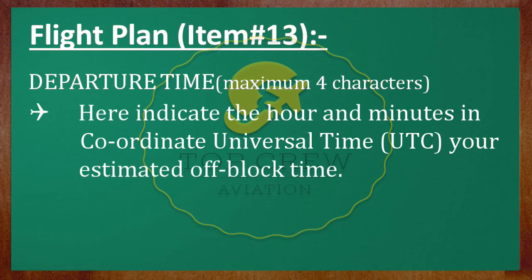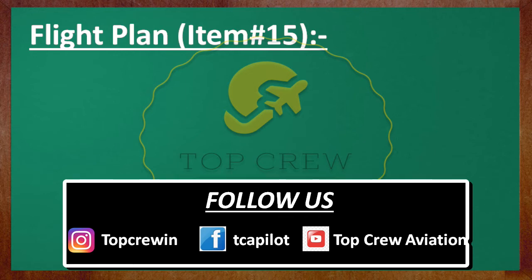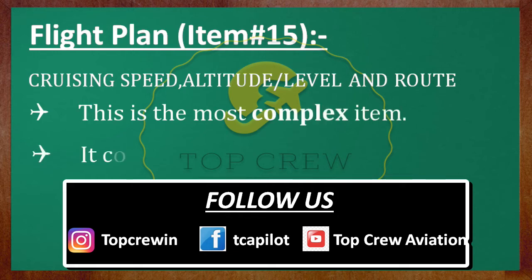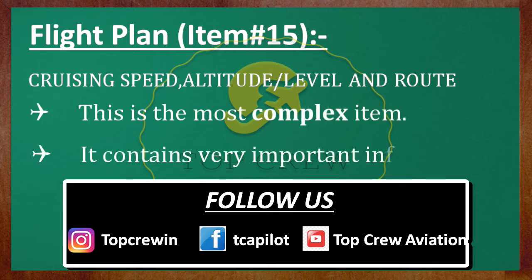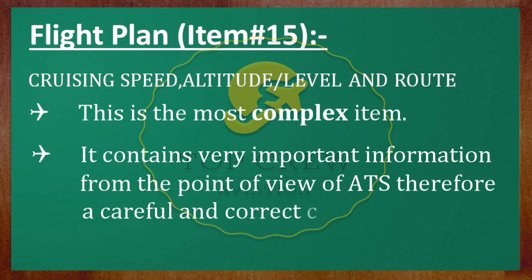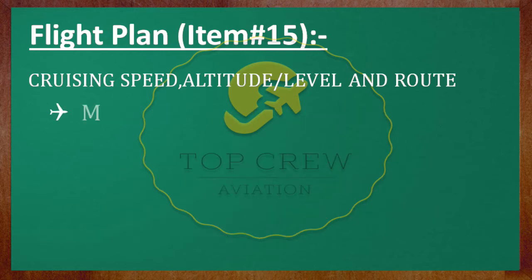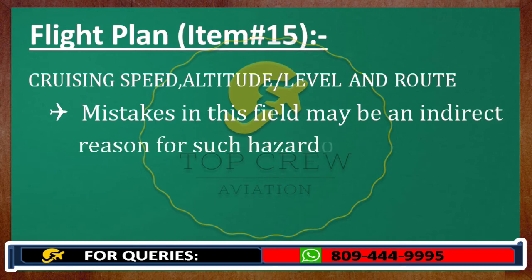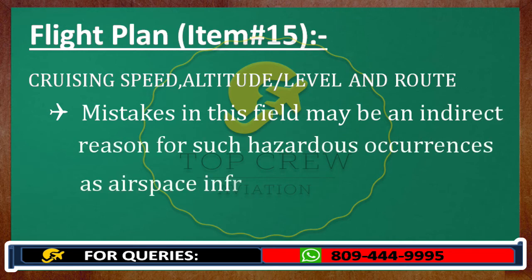Now we will proceed further. Item number 15 is really very important because it consists of cruising speed, level, route. This is the most complex item. It contains very important information from the point of view of ATS. Therefore, a careful and correct completion of this field is required. Mistakes in this field may be an indirect reason for such hazardous occurrences as airspace infringement.